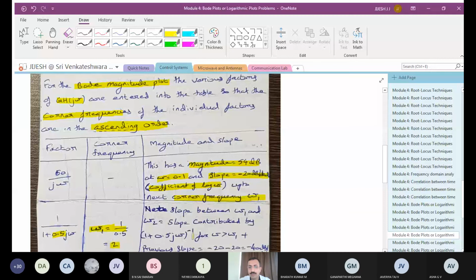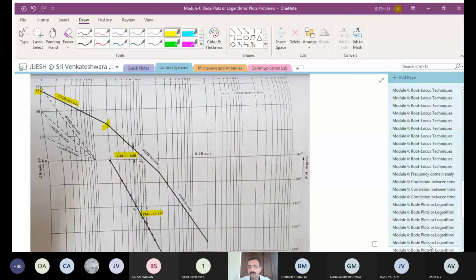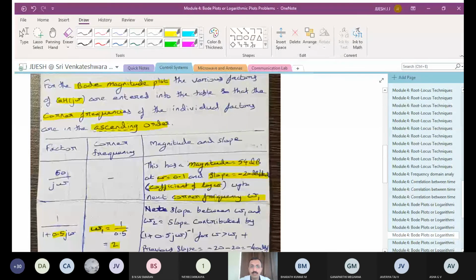Since you get it as 2, your slope should be minus 20 dB until 2. So you can see that the slope goes as minus 20 dB until this corner frequency 2. So this is the point until where it goes. I will come to the plot later. So you need to find out all these values and then go ahead with the plot.